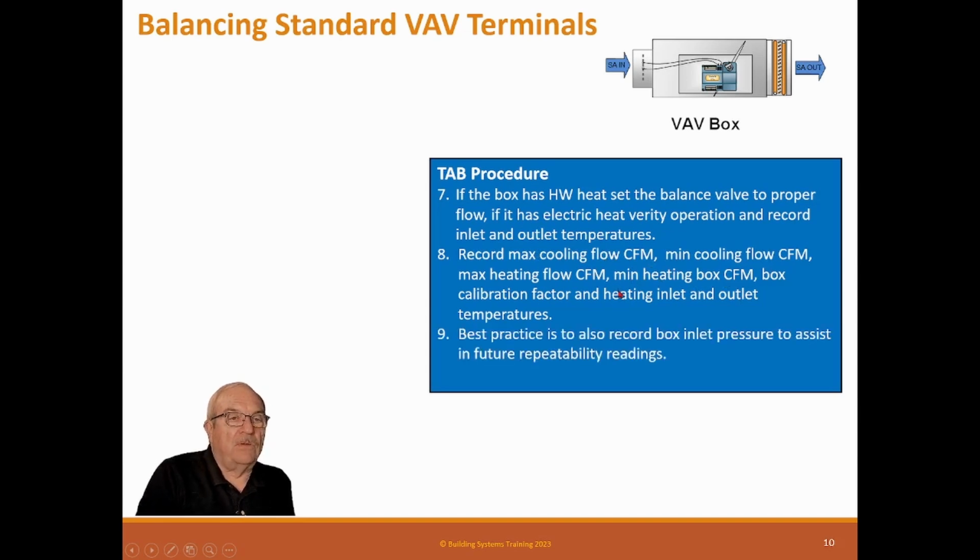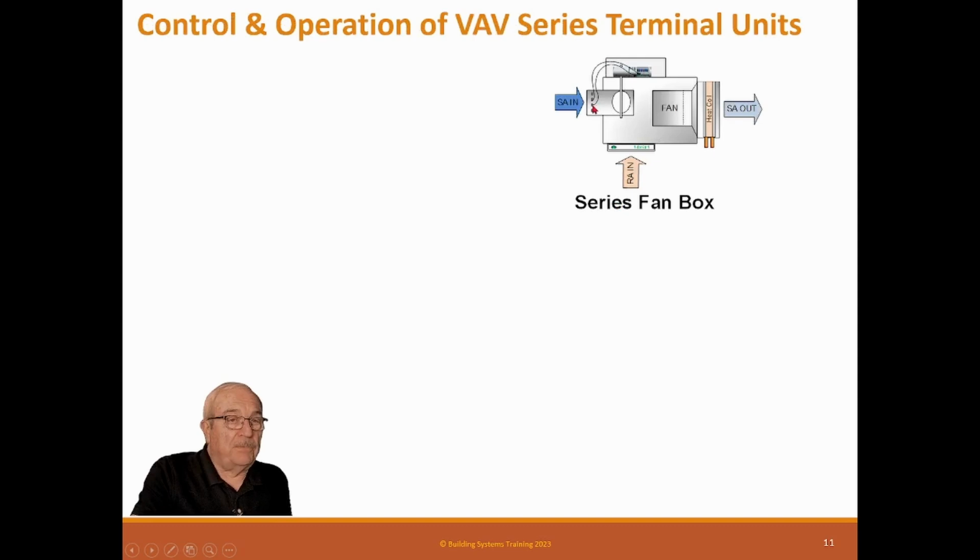Best practice is also to record the inlet pressure to assist in future repeatability readings. You want to make sure you know exactly what that static pressure is. Now, I know that the unit's locked, but it could be changing as you test and balance. So if you get a repeat reading, you want to make sure you have the same static pressure you had before, or else it may not repeat.